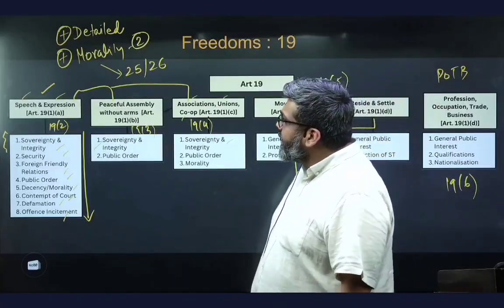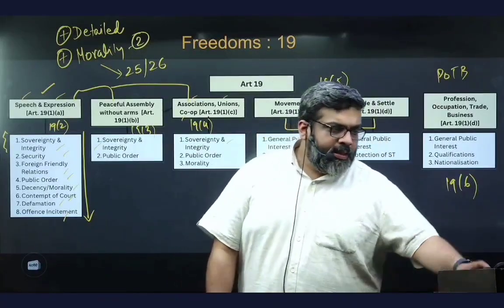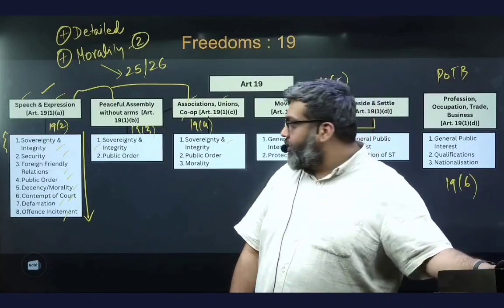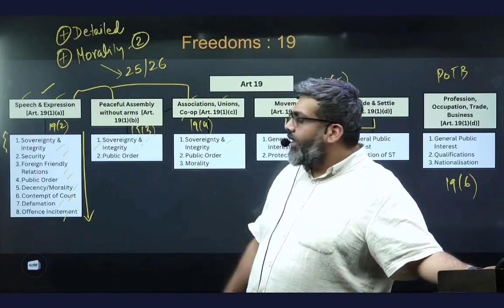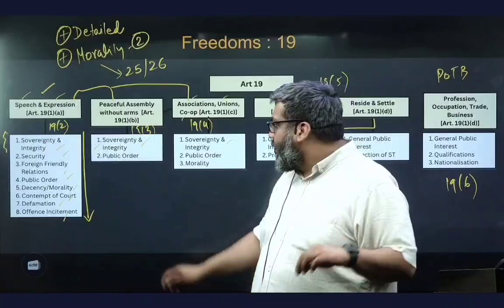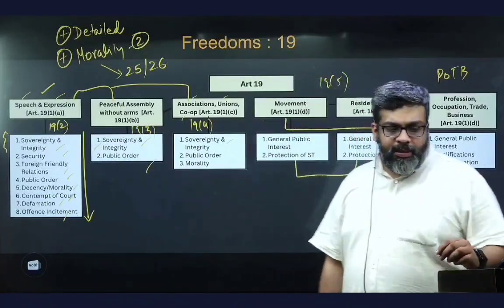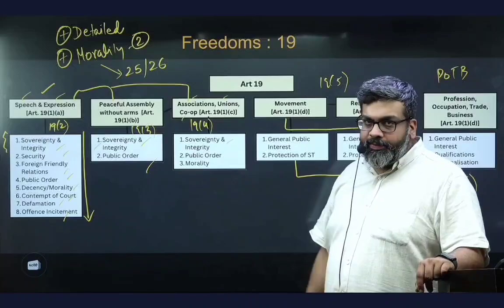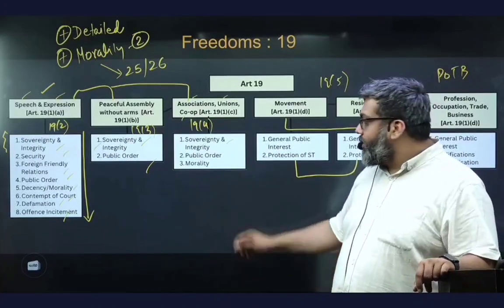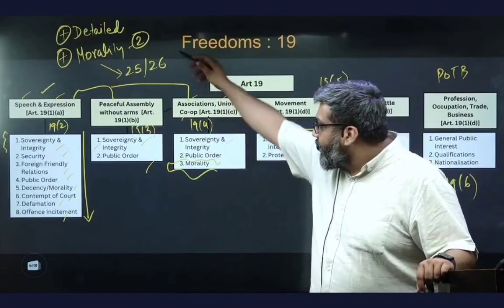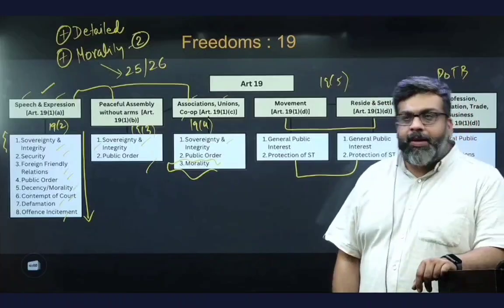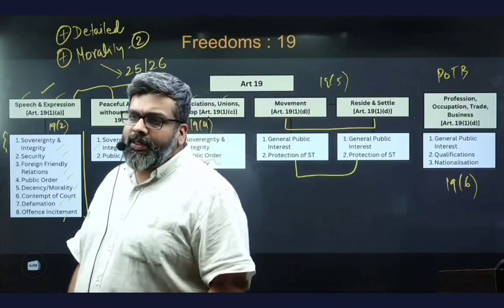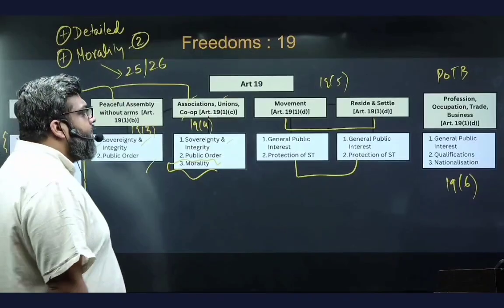The second right is the right to peaceful assembly without arms. The reasonable restrictions to the right to peaceful assembly without arms are the following: 1. Sovereignty and integrity, and 2. Public order. The third fundamental right is the right of association, unions, and cooperatives. It has 3 reasonable restrictions: morality, as I was telling you, sovereignty, integrity, and public order. Of course, there's a series of Supreme Court judgments as far as Article 19 is concerned.